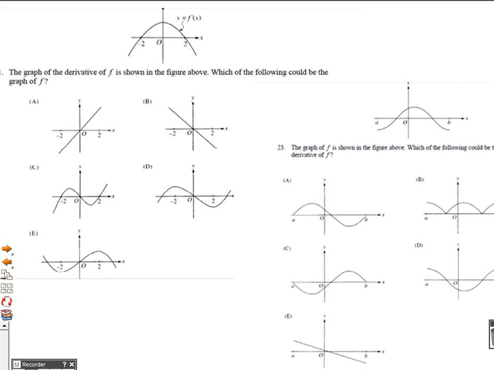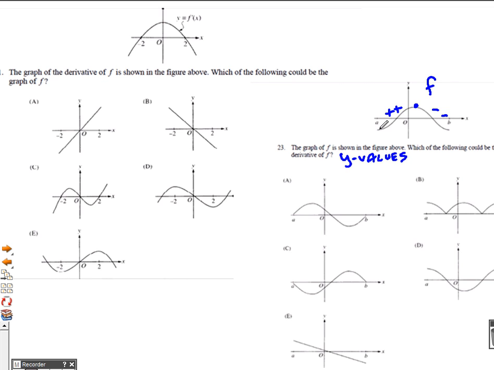Looking at your graphs, I'm going to look at first number 23 here. They're giving you a graph f, and they're asking which one of the following could be the derivative of f. So the way you want to look at this is that first your graph is sloping upwards. You should have a positive slope. Right here you have a slope of 0, and then you start having a negative slope. That means that your derivative, your y values, should begin positive, hit 0, and then end up negative.